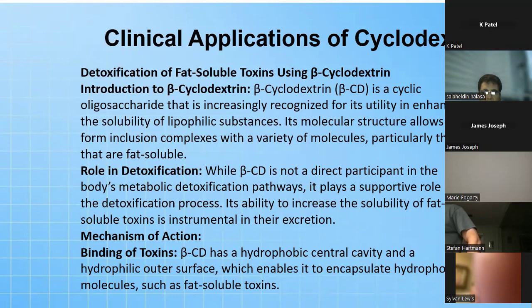So, mechanism of action: binding of toxins. It has a hydrophobic core, a central cavity, and a hydrophilic outer surface, which enable it to encapsulate hydrophobic molecules such as fat-soluble toxins. Good.